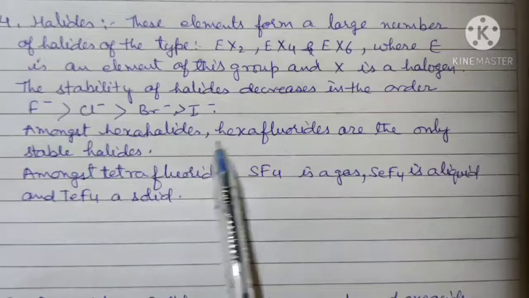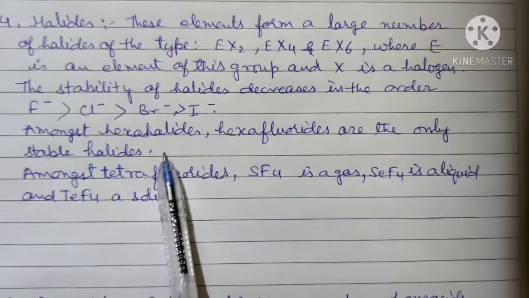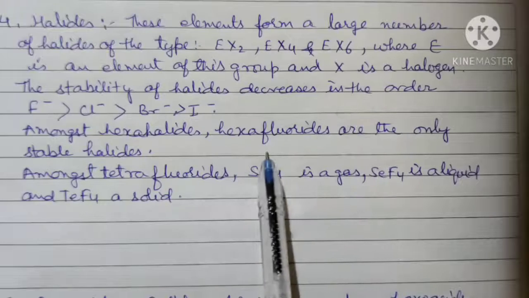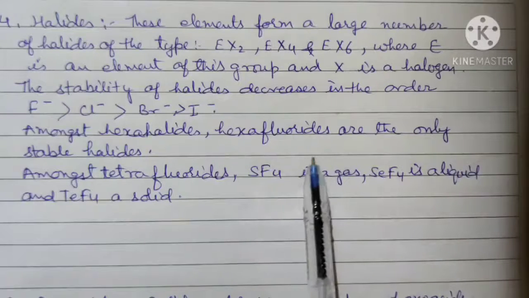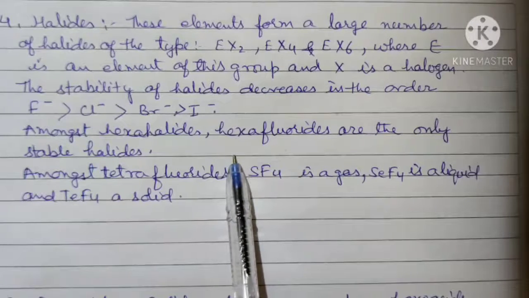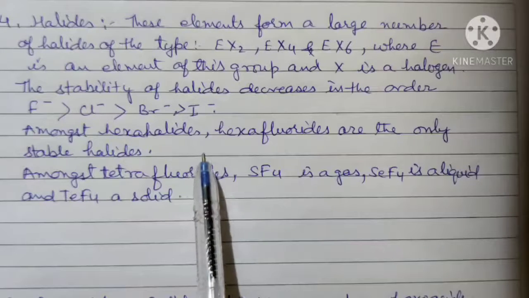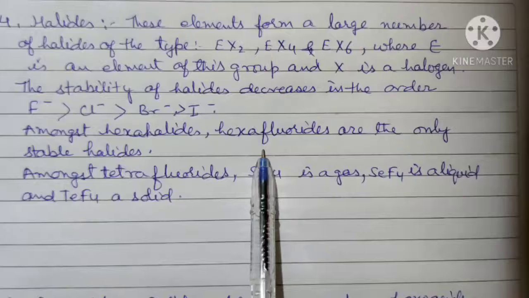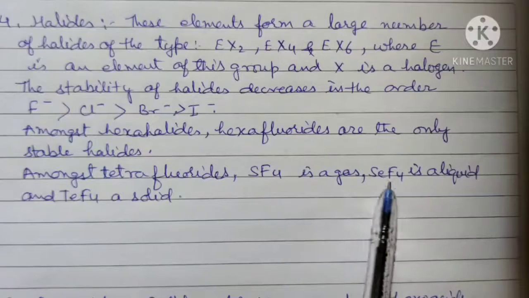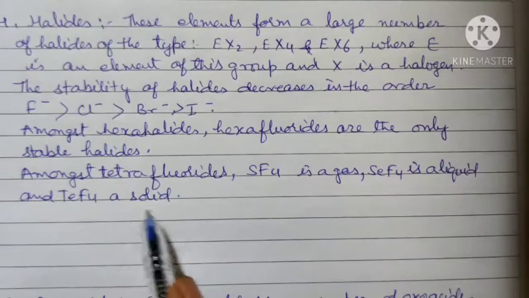Amongst hexahalides, the hexafluorides are the only stable halides. When we talk about the hexahalides, that is EX6 type, only the fluorides are very small and very stable, and the other halides are bigger in size, so they are not stable due to steric hindrance. Among the tetrafluorides, SF4 is a gas, SeF4 is a liquid and TeF4 is a solid.